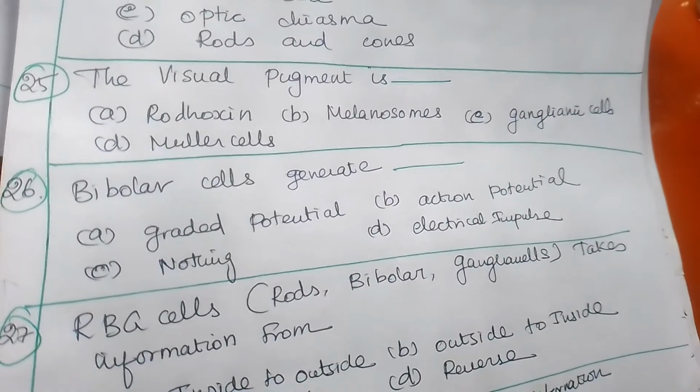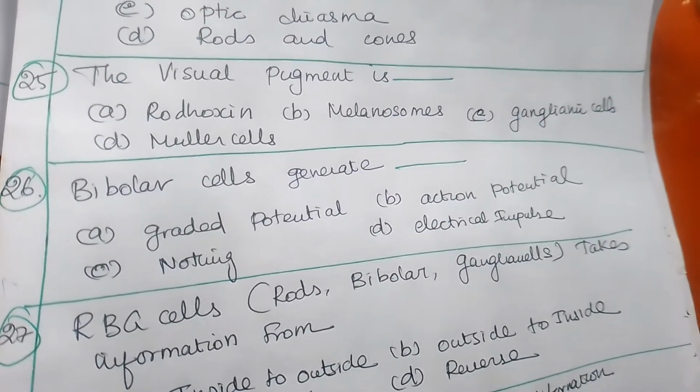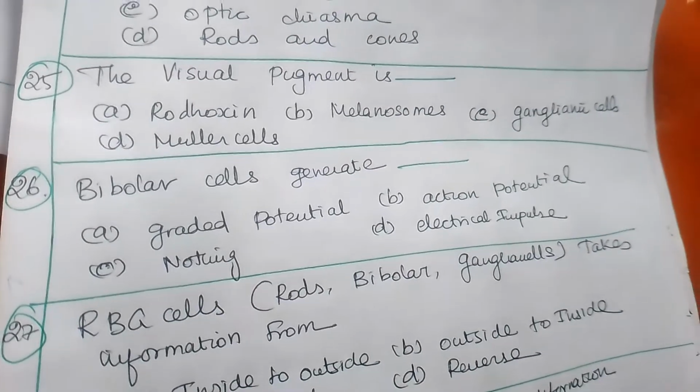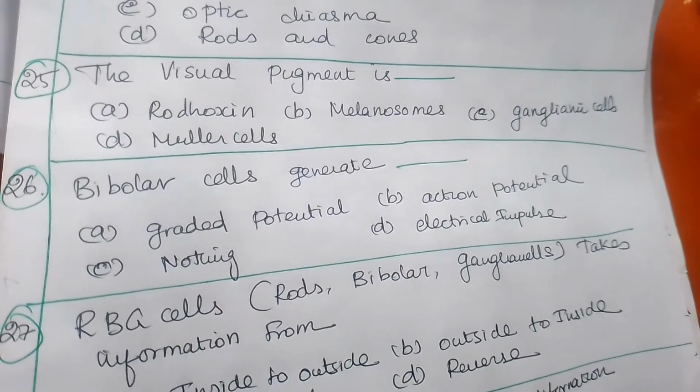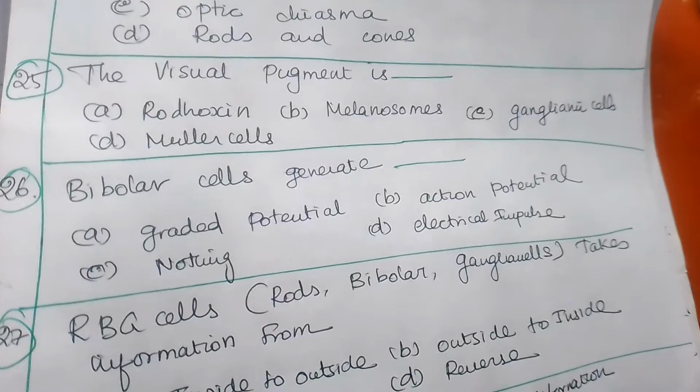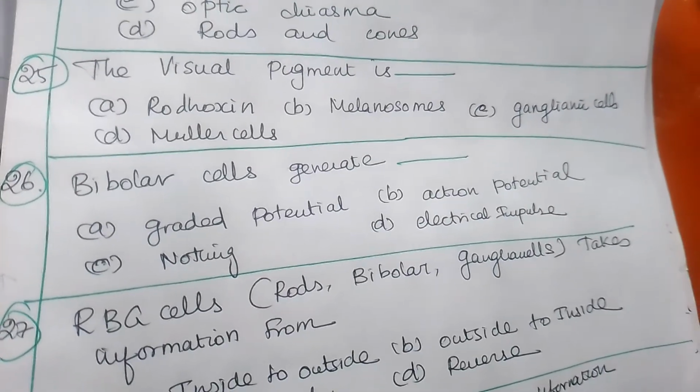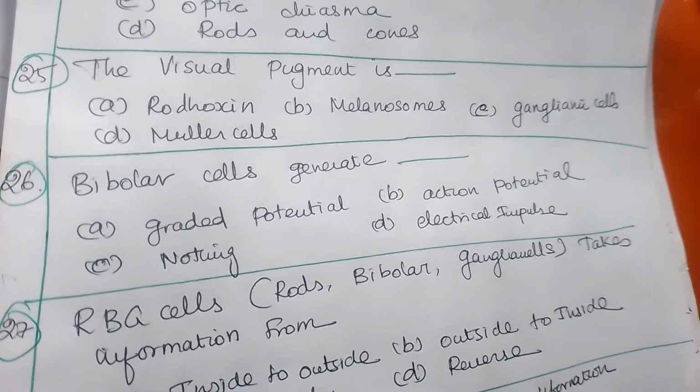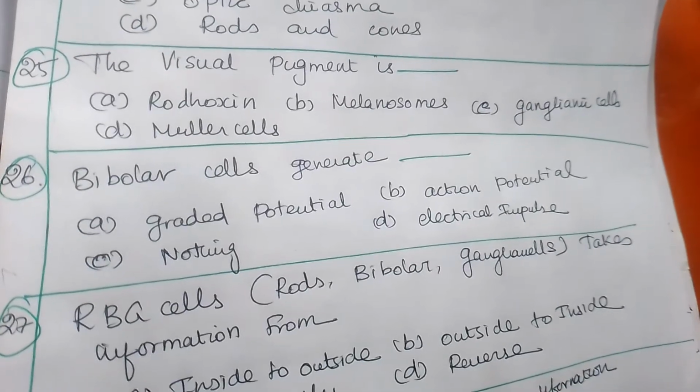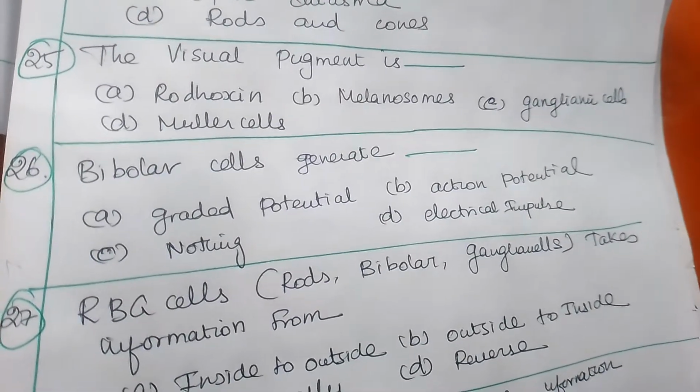Yes, the 26th. Bipolar cells generate what? What are the bipolar cells generating? A. Graded potential, B. action potential, C. nothing, D. electrical impulses. Yes, the answer is a graded potential.